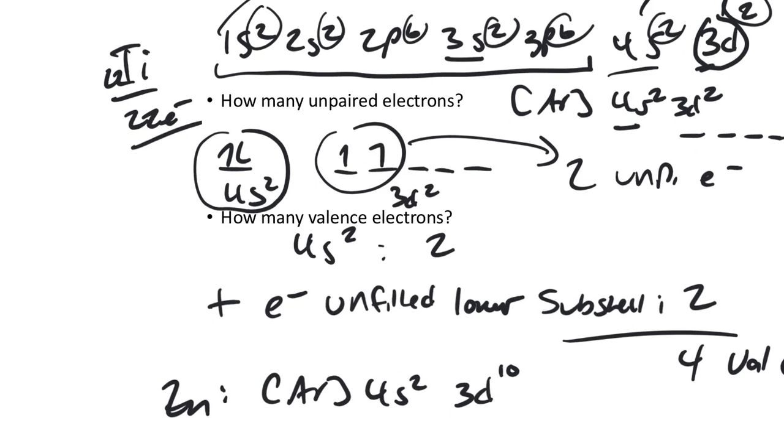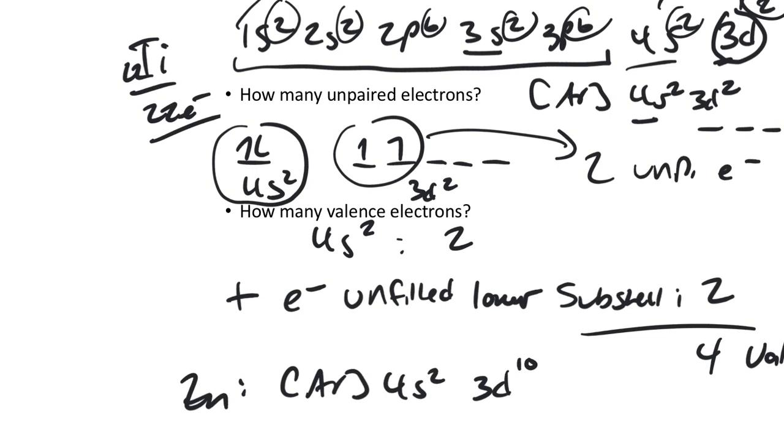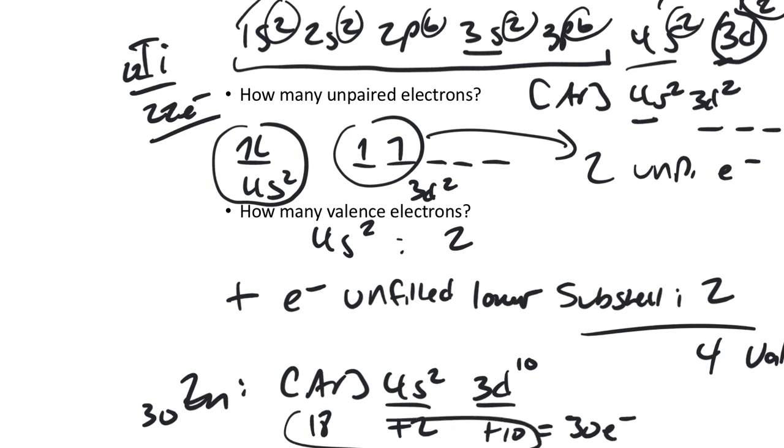Let's do this with zinc real quick. So zinc is element number 30, so it should have 30 electrons. We have 18 from argon, because argon's element number 18. 1s2, 2s2, 2p6 gets us to 10, and then 3s2, 3p6 gets us 8 more for 18. So plus 2 here, and then plus 10, that's 30 total. So a quick double check for our configurations is simply adding up these electrons and seeing that we match the total that we should have.